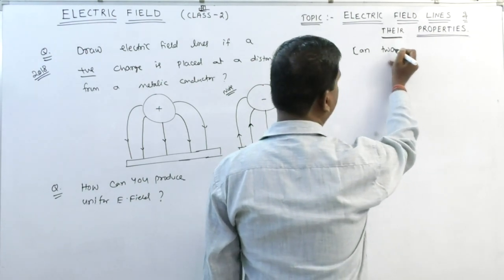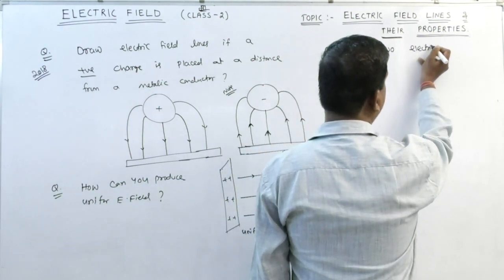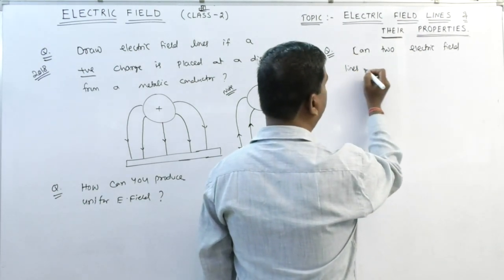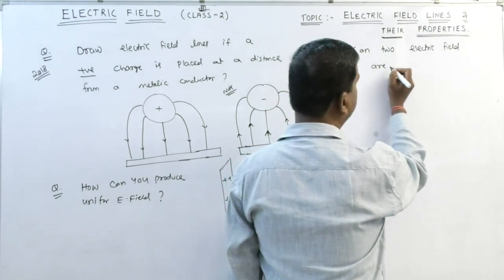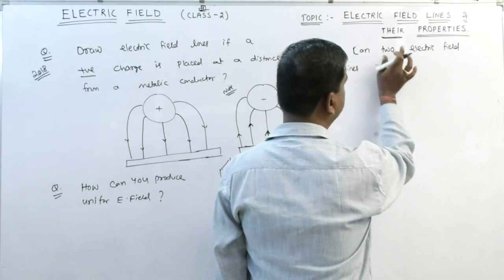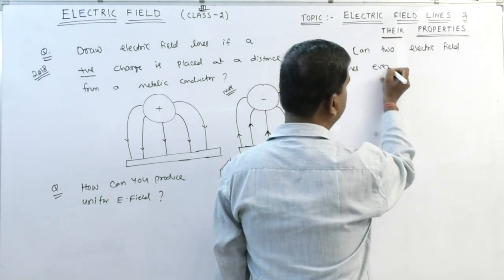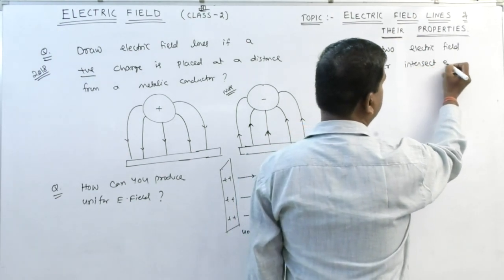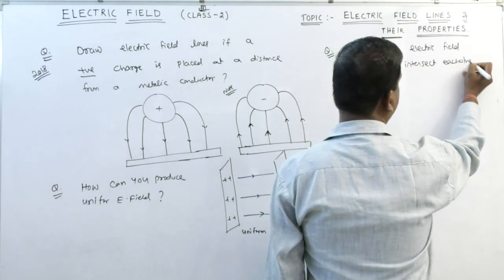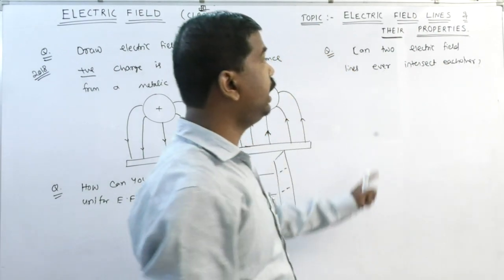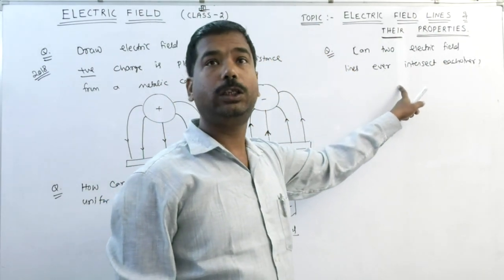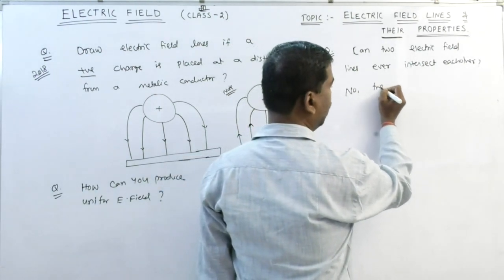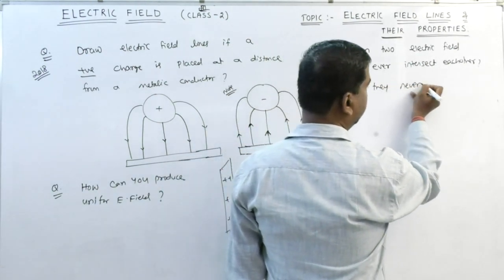Can two electric field lines ever intersect each other? Answer: no. They never intersect each other.